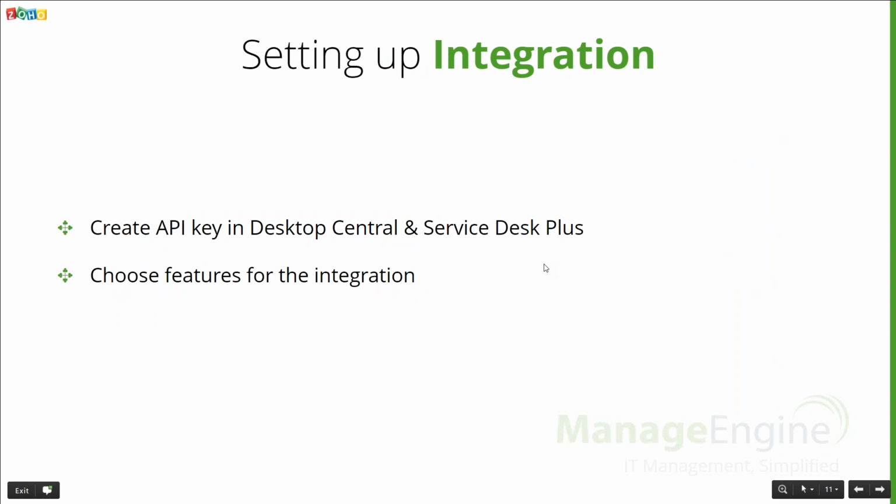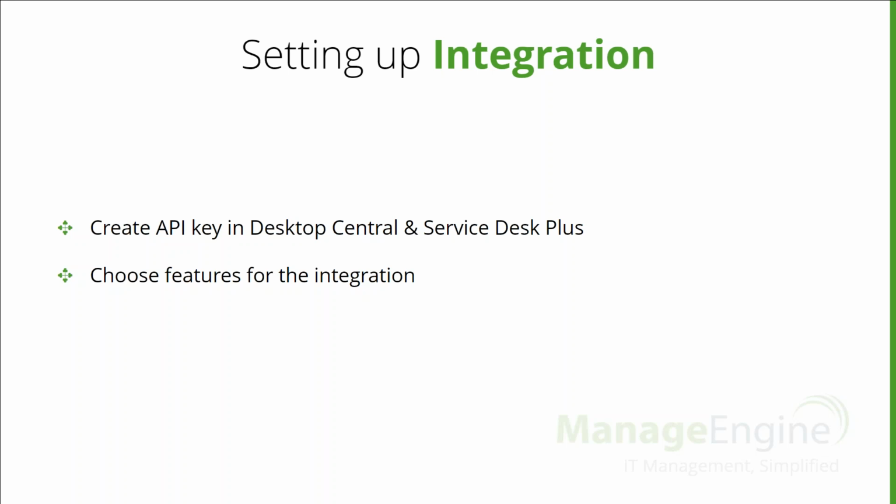Setting up the integration. This is really important when you initiate the integration for the first time: how to set up the integration between Desktop Central and ServiceDesk Plus product. Basically, this involves two major steps. The first one is creating an API key in both the products, which is done for authenticating the communication between Desktop Central and ServiceDesk Plus product.